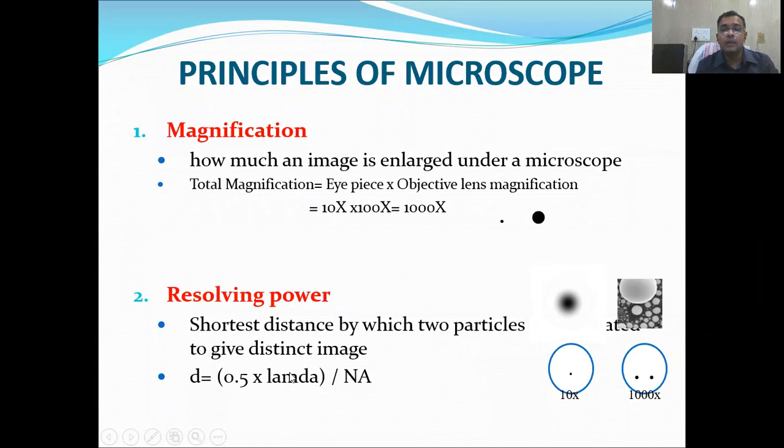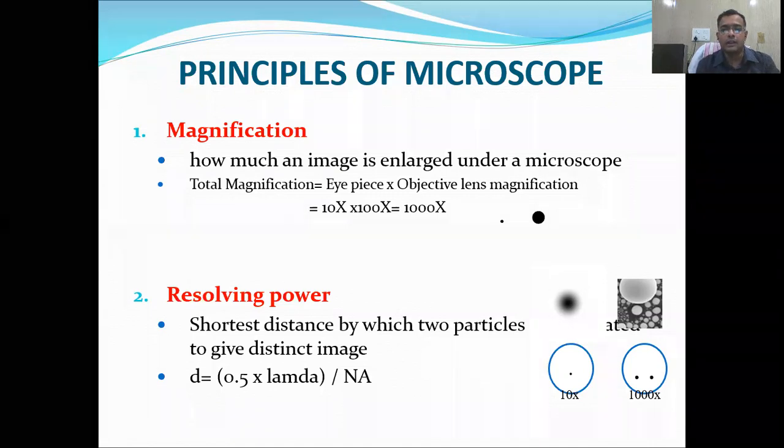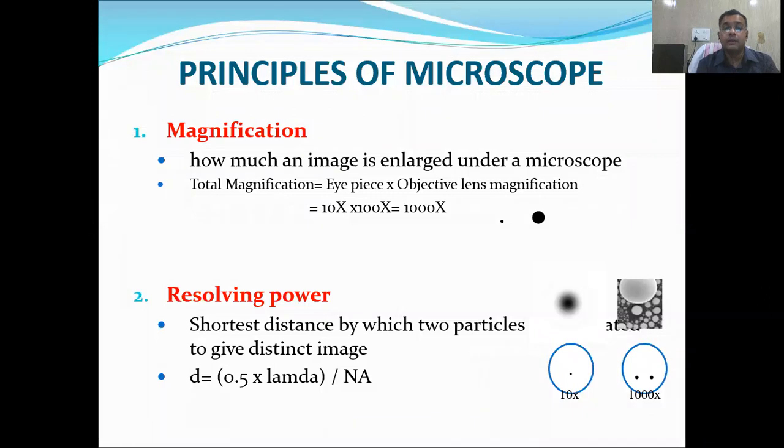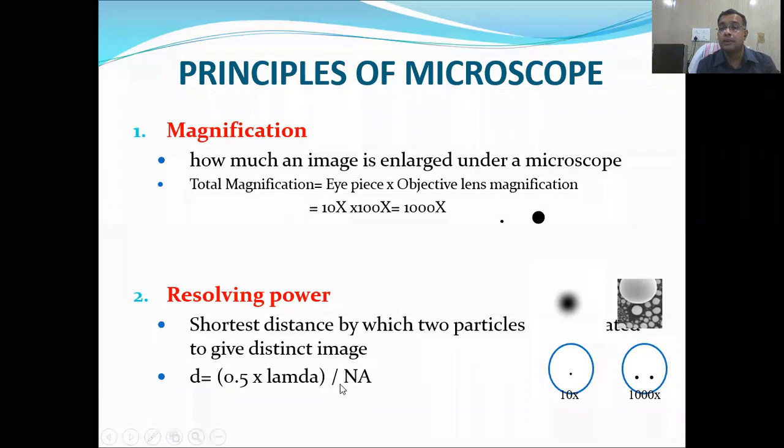We can reduce lambda, meaning the wavelength of light must be reduced, and that is why many microscopes use blue light, which has a lower wavelength than ordinary light or sunlight. The second way to increase the resolving power is by decreasing the numerical aperture. If we decrease the value of NA, that also increases the resolving power, but there is a limitation: beyond some point we cannot reduce the numerical aperture value.